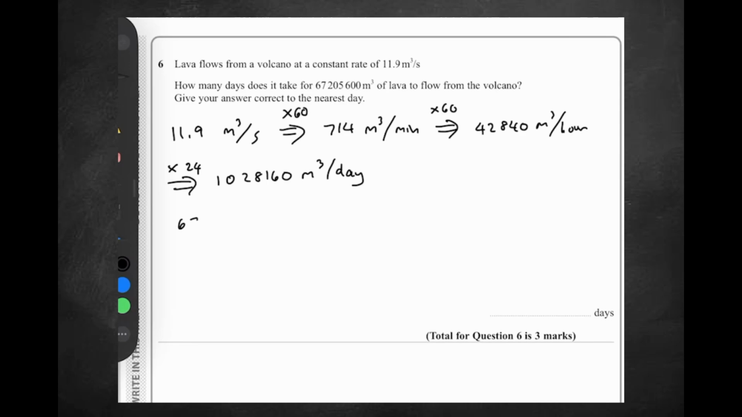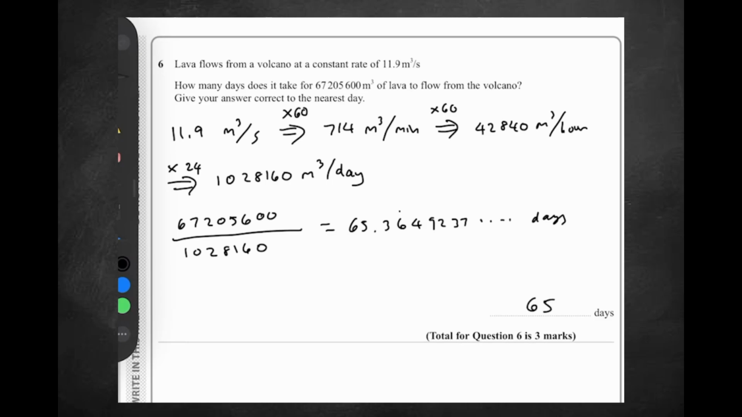Then we're going to do 67,205,600 divided by 1,028,160 to work out how many days. Doing all this on my calculator, I get 65.36492337, etc. days, and it wants it to the nearest day, so 65 days is the answer.